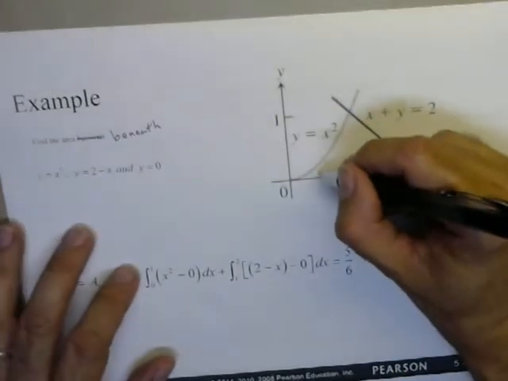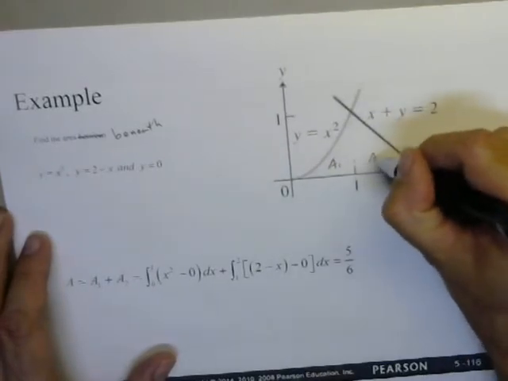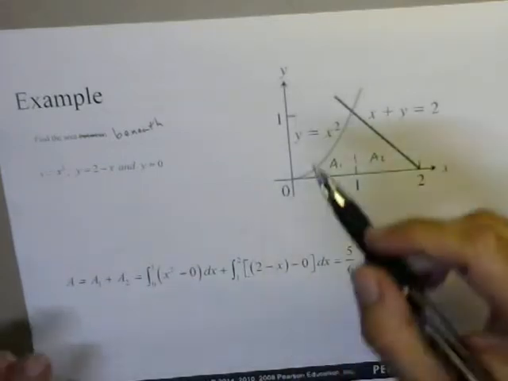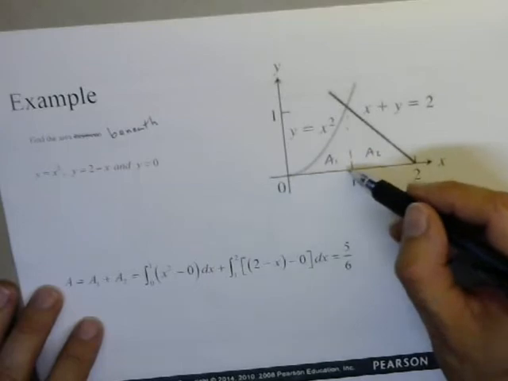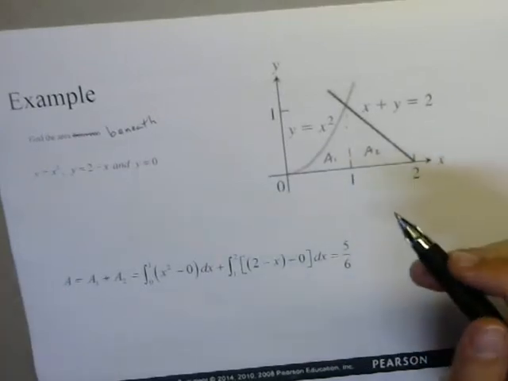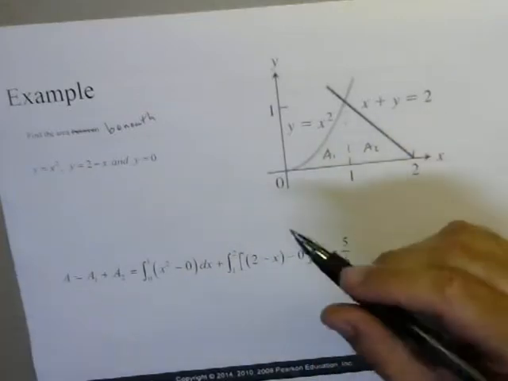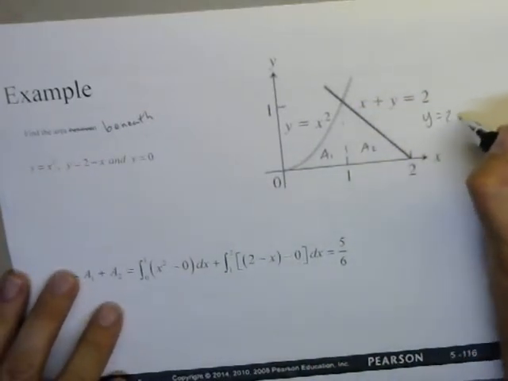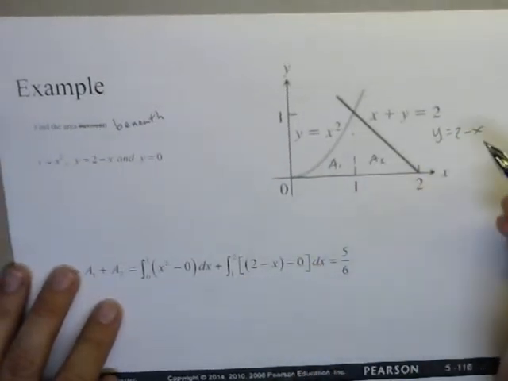So basically what you want to do is find the area here, this would be A1, and then find the area here, which would be A2, and then just add them together, right? So in this case, you just want to integrate x squared. I guess you could subtract 0, because the bottom line is y is equal to 0, but there really isn't anything there, so you could just do x squared. And then this would be solving for y, right? You'd get 2 minus x, and then just integrate that from 1 to 2.